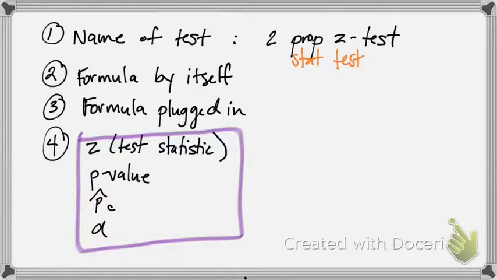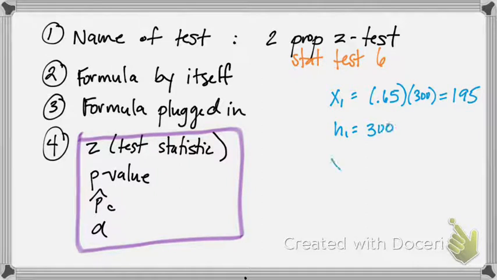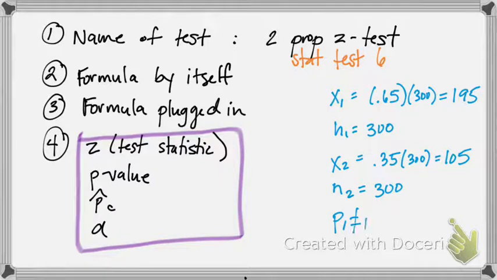So when you go to stat test 6, it's going to have you type in X1, N1, all of that. What I did is just 0.65 times 300, and that gets you 195. X2 would be 0.35 out of 300, which gets you 105. N2 would be 300. Then I would choose the P1 does not equal P2 option.